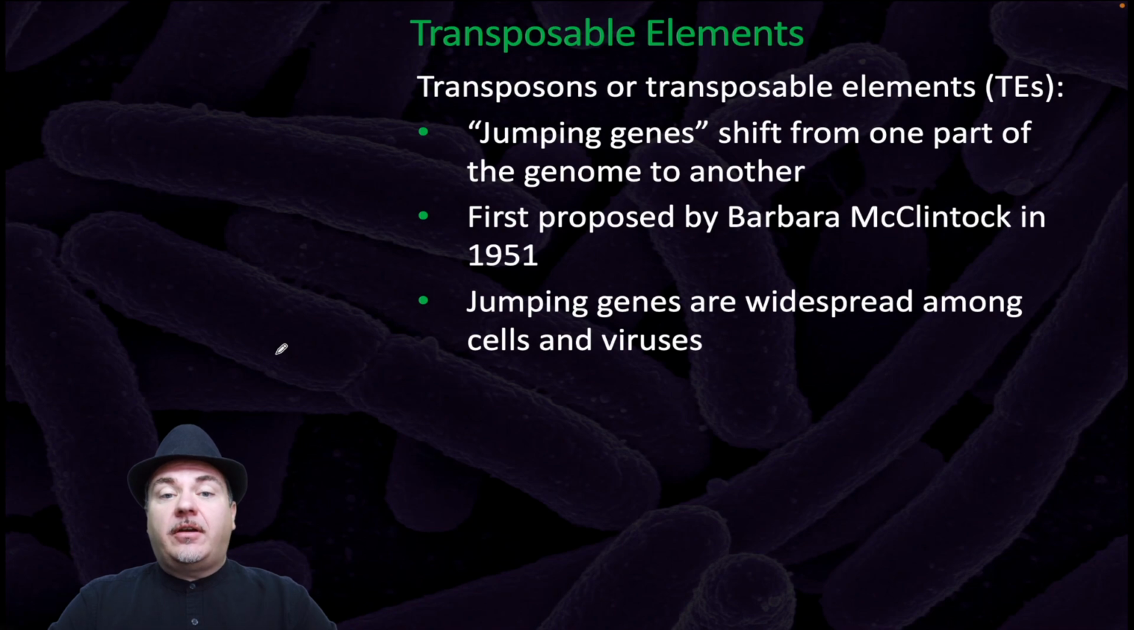Something else we can have are called transposable elements. So transposable elements, also called transposons, are called jumping genes because they shift from one part of the genome to another. They were first proposed by Barbara McClintock in 1951, and jumping genes are widespread among cells and viruses.